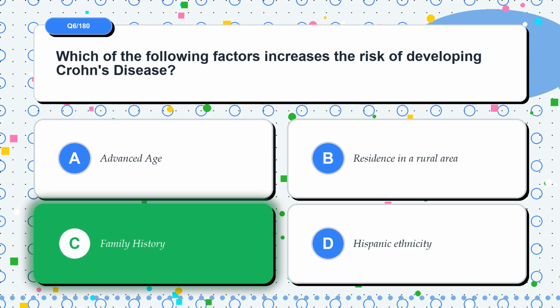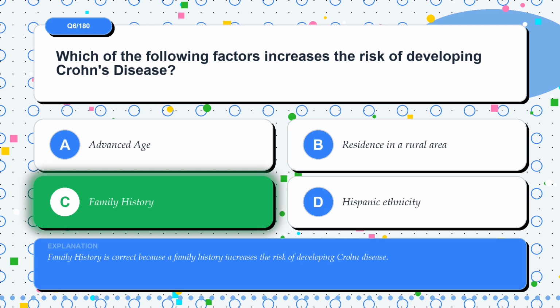The correct answer is option C, family history. Family history is correct because a family history increases the risk of developing Crohn's disease.